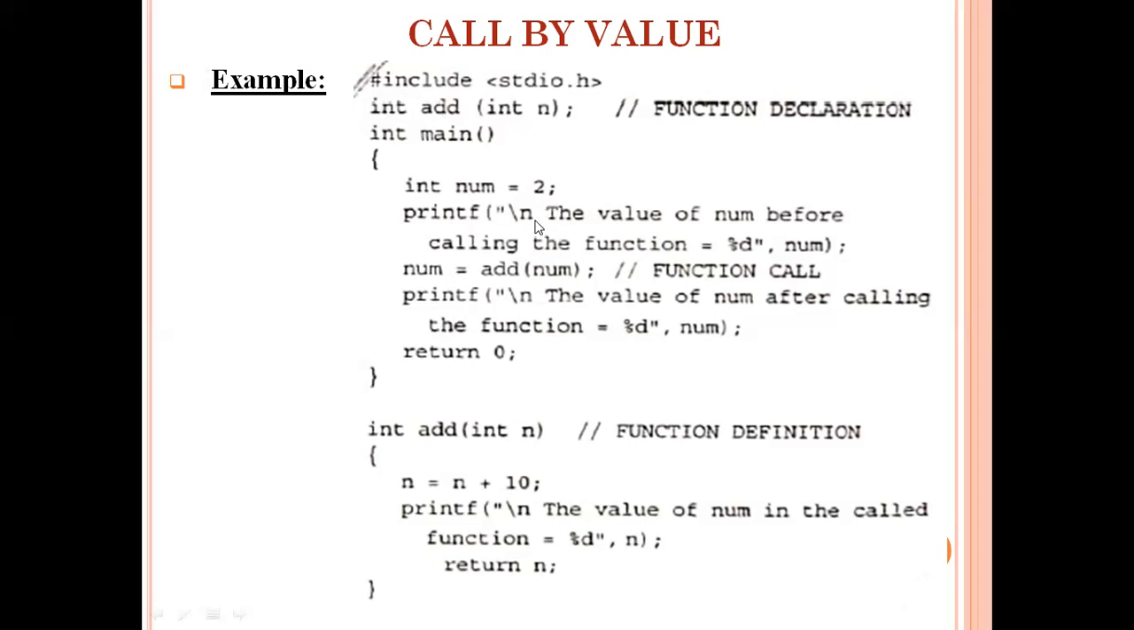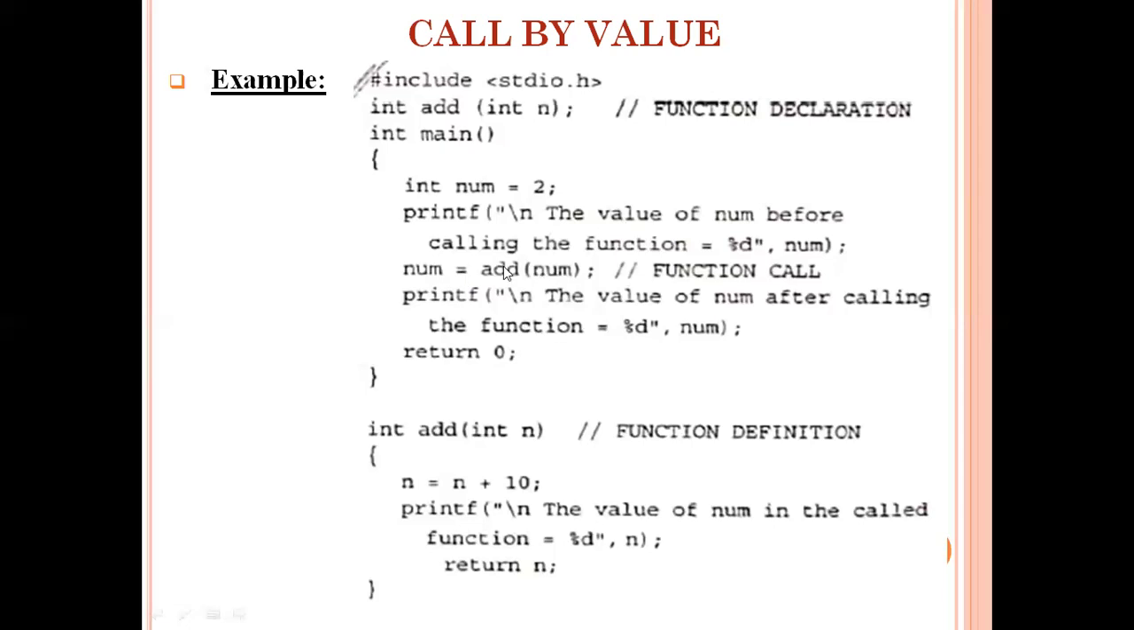Number is equal to 2. Again, first we display the value of number before calling the function. This particular statement displays the current value of number, that is 2. Next we call the function. In the previous program, we had given only add of num semicolon, and we did not use any variable to store the value returned by the called function. But in this program, we use the same variable num. That is, the value of num is updated here when we call the add function. So num is equal to add of num.